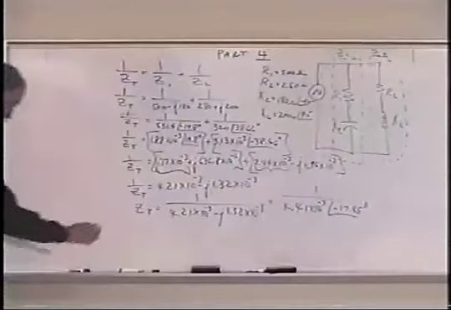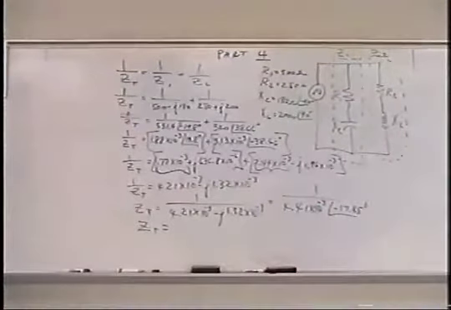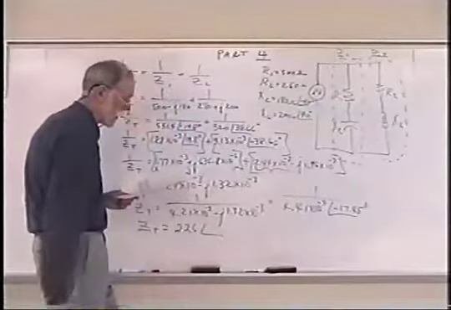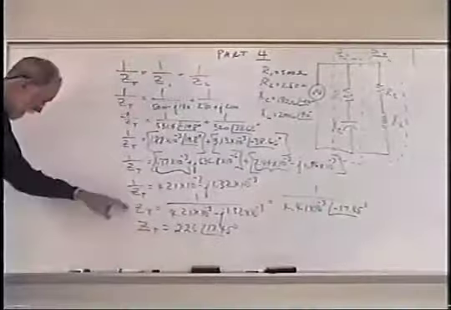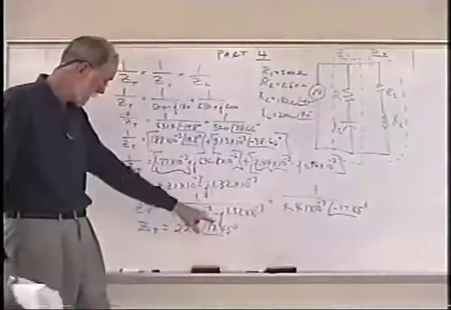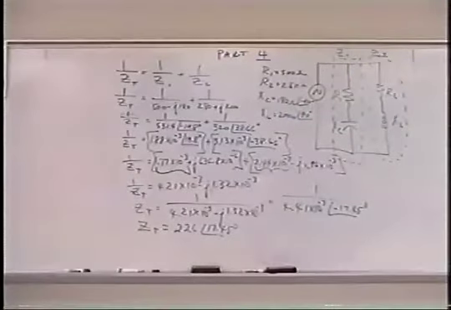And now I simply take the reciprocal of that, and I have Z total in polar form. The reciprocal of that is 226 at an angle of 17.45 degrees. And again, the only thing I had to do was take the reciprocal of 4.41 times 10 to the negative third, and change the sign of the angle, because the angle on top is a 0. Now then, that's the form that we need the total impedance in.